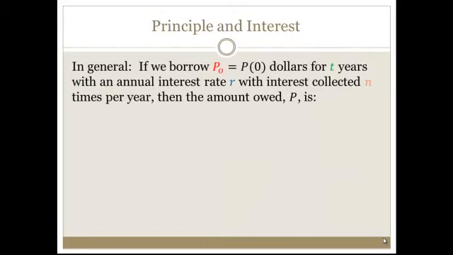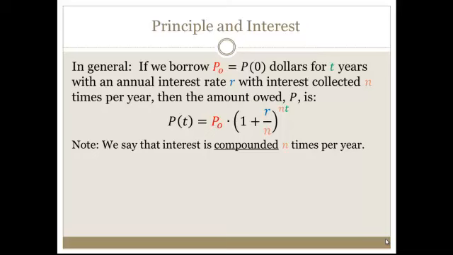In general, if we borrow P0 dollars for t years with an annual interest rate R and interest collected, or compounded, n times per year, then the amount owed P is P of t equals P0 times 1 plus R over n, to the n times t.